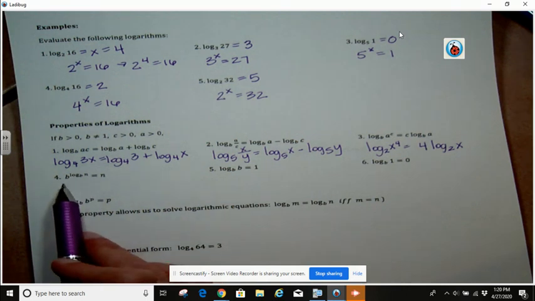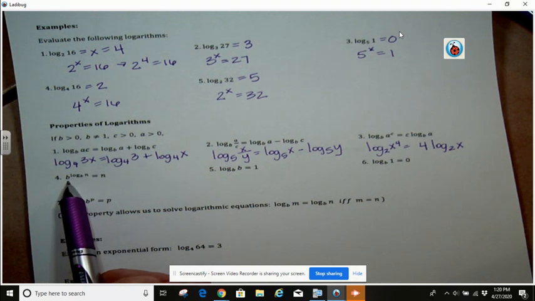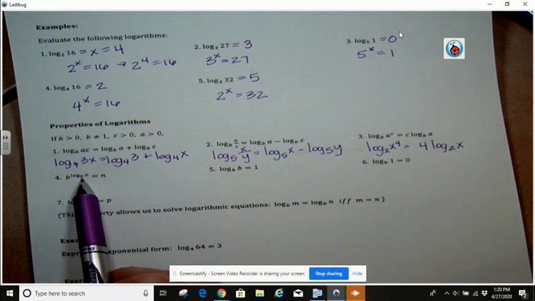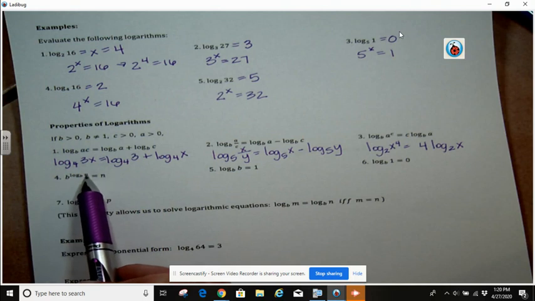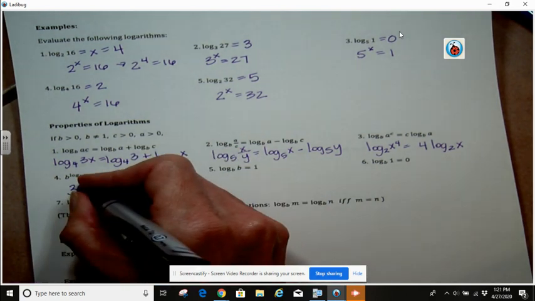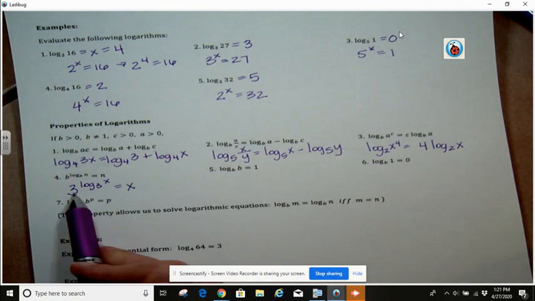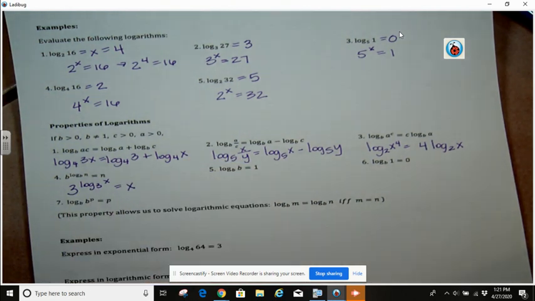Some other properties, kind of think of these as shortcuts. Anytime the base of the exponent matches the base of the log, they cancel each other out. It's like squaring a square root. They undo each other because exponents and logarithms are inverses. So if the base of the exponent matches the base of the log, they just undo each other and you're left with whatever else is sitting there. So if I had 3 raised to the log base 3 of x, my answer would just be that x because the base of this exponent matches the base of that log.